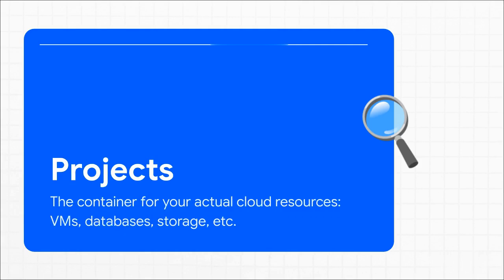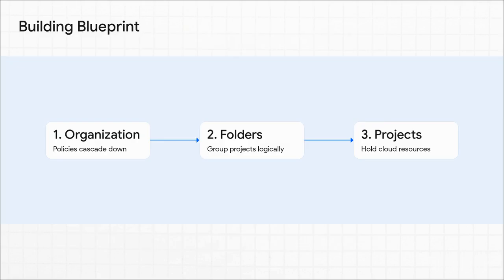And then, finally, we get to projects. This is where the real work happens. This is where your engineers are spinning up VMs, creating databases, and deploying all the cool applications. Every project is its own little self-contained world for resources, billing, and permissions, all tucked away neatly inside your folders. So you can see how it all just flows together. Everything is inherited from the top down. You set a critical security rule at the organization level, bam, it applies everywhere.